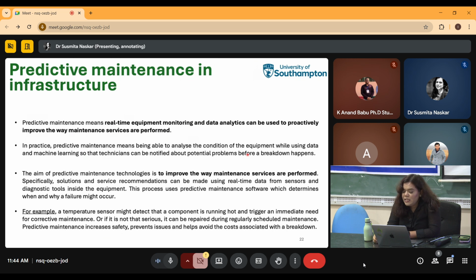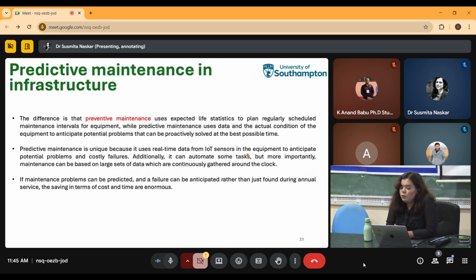So ultimately you can see that predictive maintenance increases safety, it also prevents unexpected failures and helps to avoid the high cost associated with equipment breakdown. So by applying these methods in infrastructure as an engineer, we can improve the reliability, we can extend the lifespan of the structure, infrastructure, and equipment, and optimize the maintenance resources over a period of time, right?